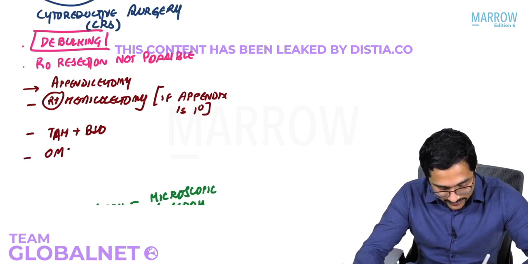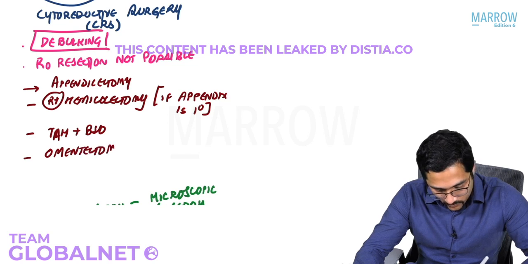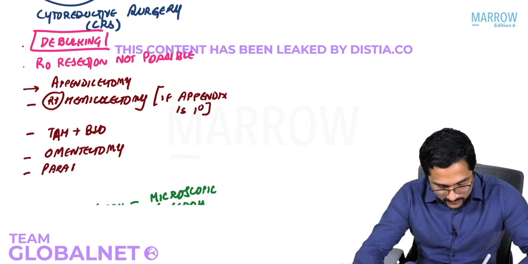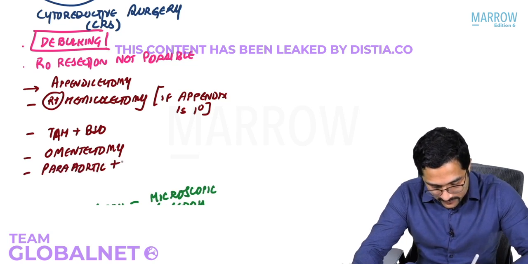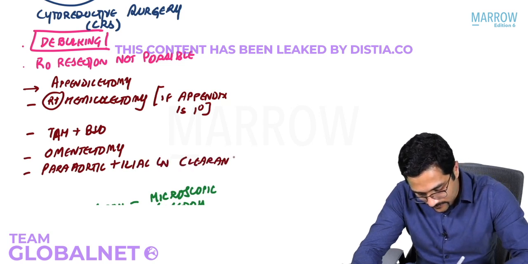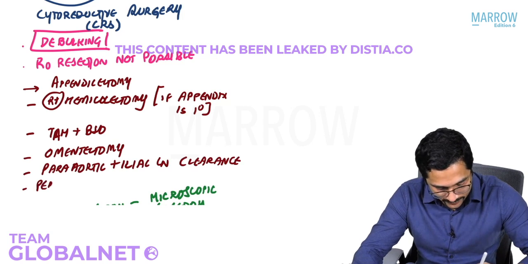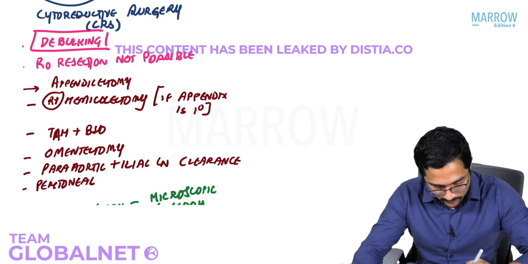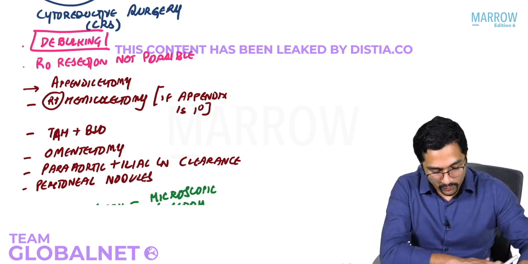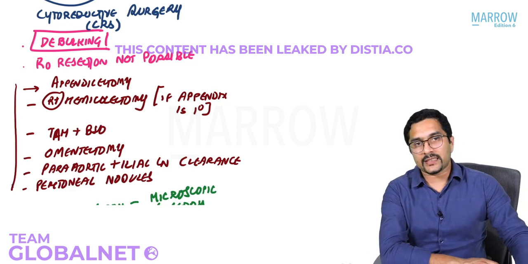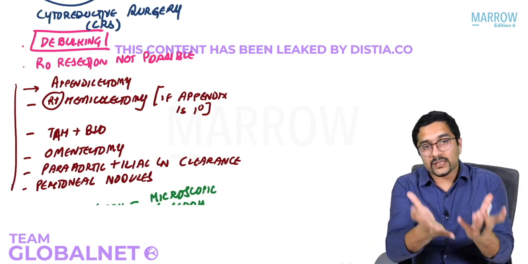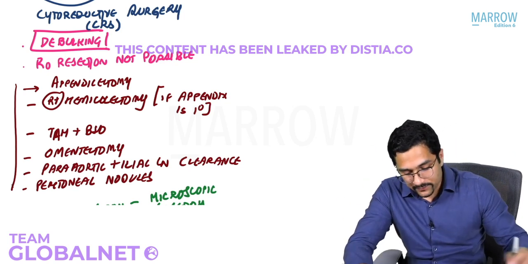In addition to this, we carry out omentectomy. We remove the omentum. We carry out para-aortic plus iliac lymph node clearance. Plus, we strip off the peritoneal nodules. Any growth on the peritoneum is also stripped off. So all this is removed in this cytoreductive or debulking surgery. So we are trying to remove as much as we can when we do this surgery.